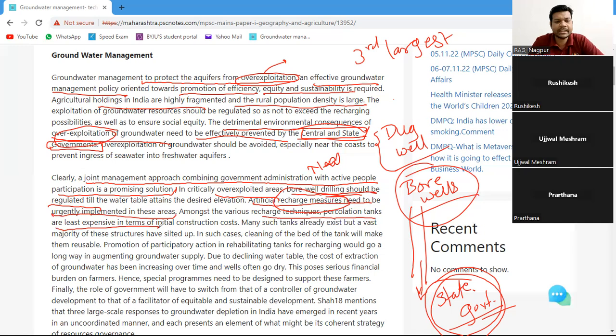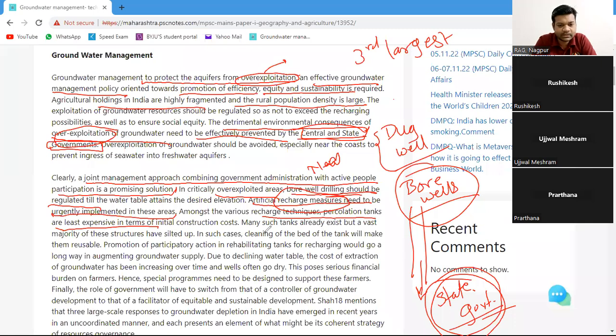They can build percolation tanks, just like the Pani Foundation, you might have heard about it. They have rejuvenated lakes in the fields. They organized the water cup competition with the aid of the Maharashtra government. So these kinds of activities can be done.